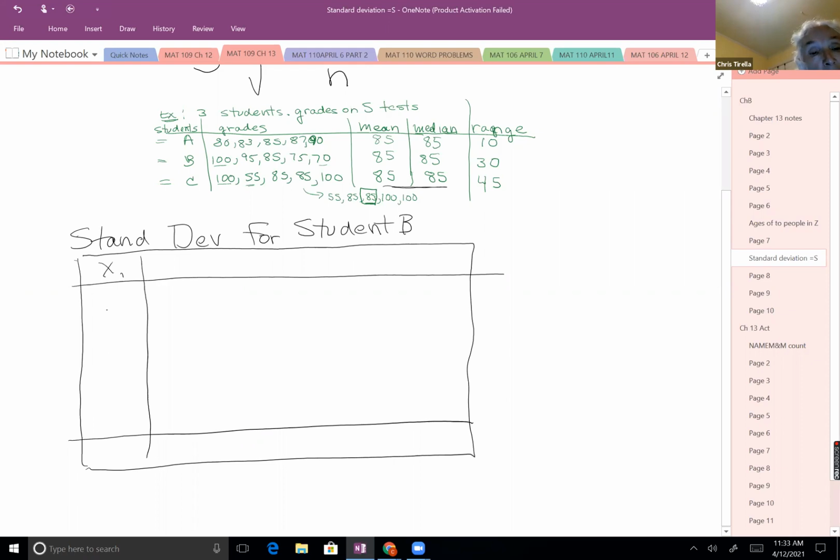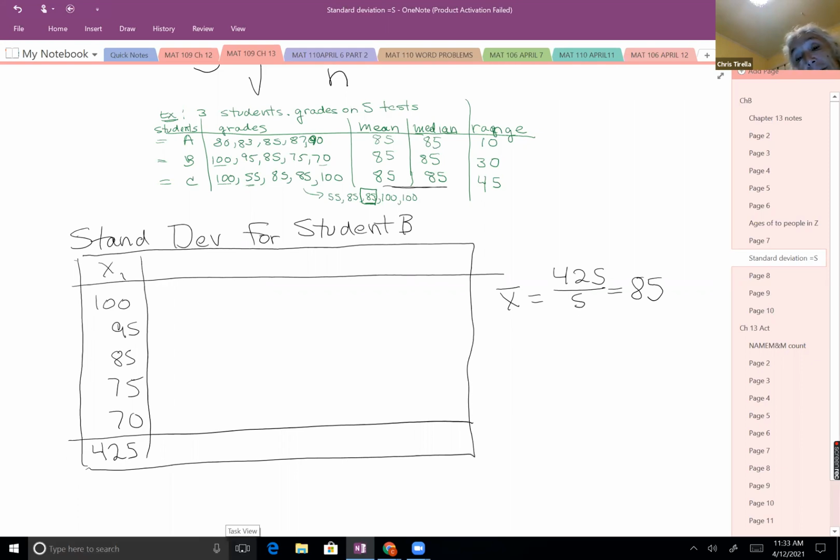First column are the values, the grades, 100, 95, 85, 75, and 70. We already added them up to 425. And so we said our mean was that 425 divided by the 5 numbers gives me 85. To that point, is everybody okay? Or am I going too fast? I'm good.